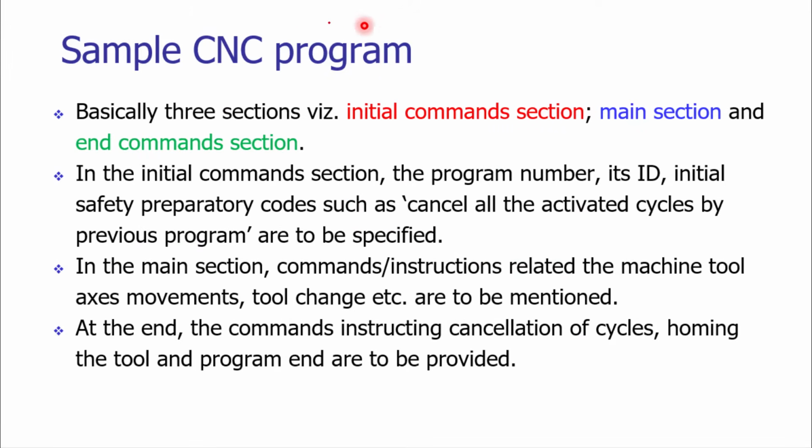If you look at a sample CNC program, it has basically 3 sections: the initial command section, the main section, and the third one is the end command section. In the initial command section, we basically provide the program number and the safety instructions, the safety preparatory codes, such as cancelling all the cycles activated by the previous program.